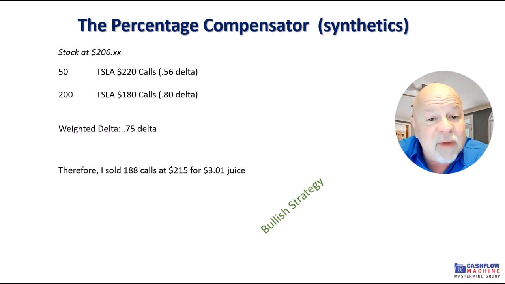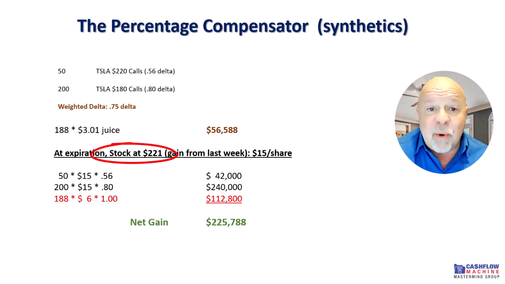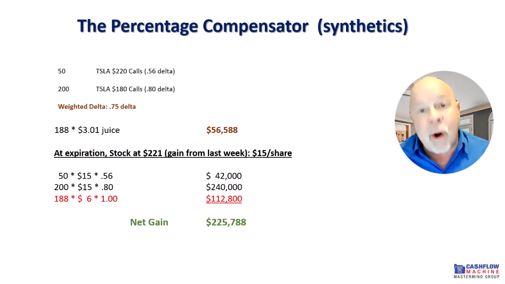So we've got the 188 contracts times the $3 in juice, and that's about $56,588. That's our money. Nobody could take that from us. That's our juice. We always get the juice 100% of the time, so we get to keep that. Now, at expiration, the stock actually went above the 215, which is great for the uncovered ones, and it's not so great for the covered ones because I got $3, but I had to pay more to get out of it.